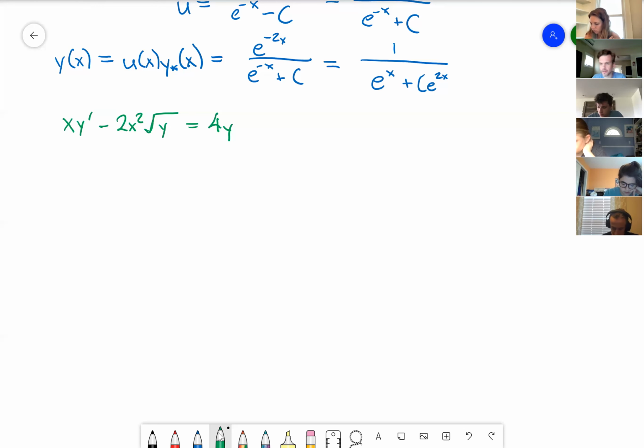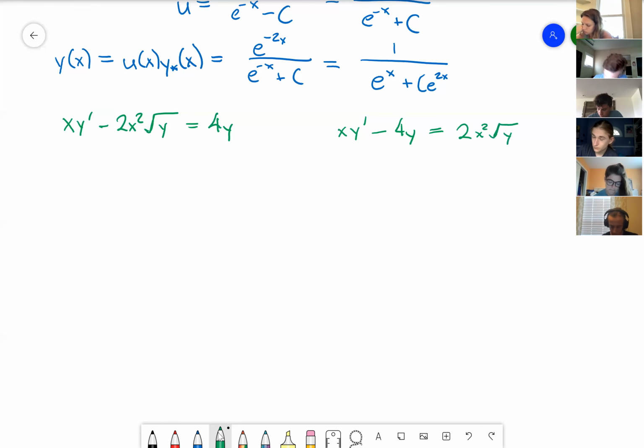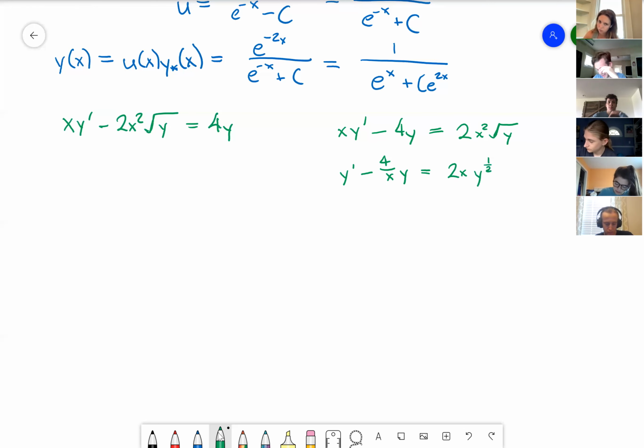Okay, maybe I'll give this a shot in the last minutes here. I'm just going to say I'm going into this blind. I haven't tried the problem yet, so see what happens. The first thing I'm going to do is a little rewriting. xy prime, first of all, minus 4y is equal to 2x squared square root of y. I'll divide through by x: y prime minus 4 over x times y equals 2x times square root of y, which I'll rewrite as y to the 1/2, because it looks like I'm close to the final form of this.